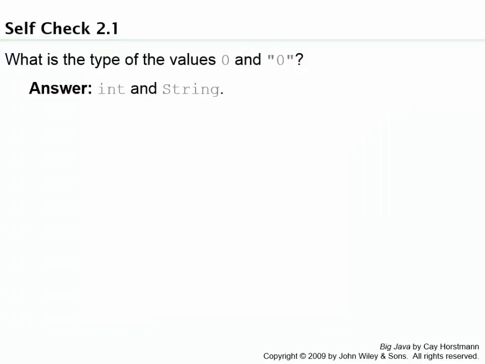The second one is a string because it's delimited by double quotes. So you know that's a string. It's not the number 0, it's the symbol 0, which has a different ASCII code. If you're in my computer hardware class, that's what we were talking about the other day.